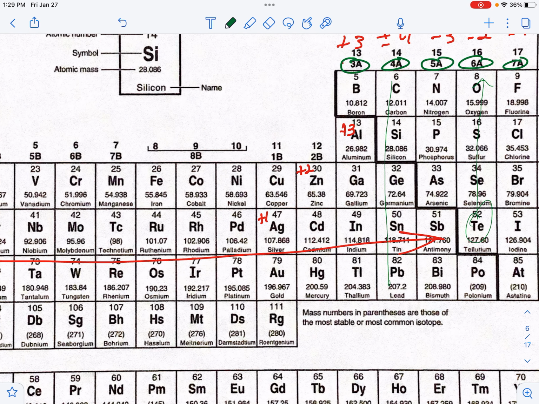So there's 2 attachments. If you go down to the shape for 2, the electron domain geometry would be linear. And you look over here, the only other option for my molecular geometry is linear. So let's go back up here. So this would be linear. My molecular geometry will also be linear.